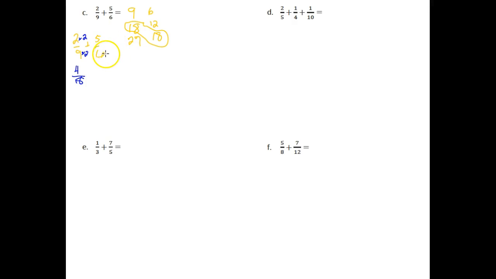Now this one over here, in order to get 6 to become an 18, multiply times 1, 2, 3 times 3. This one has to be also times 3. Treat them equally. Here's our addition sign.